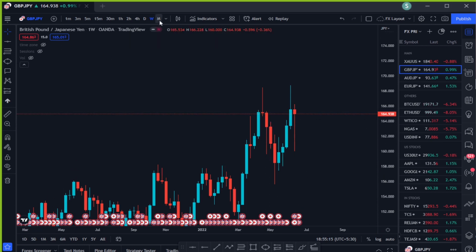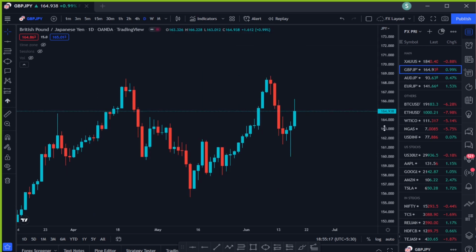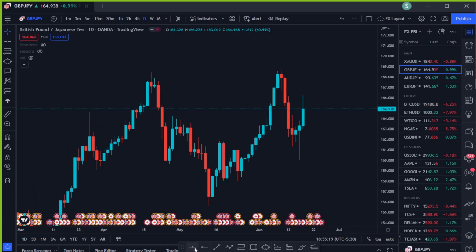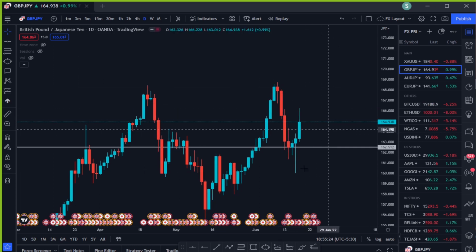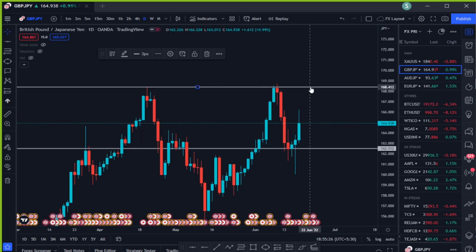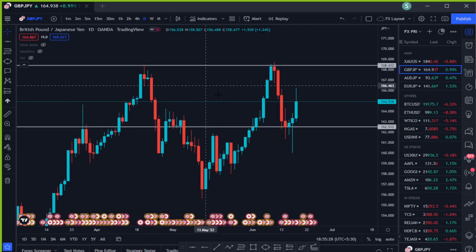So let's see what's happening on the lower time frames, the daily time frame. Now on the daily, we see the price closed bullish at the support. There was a resistance right here, which was respected multiple times as well.